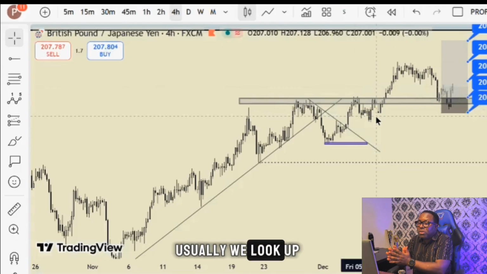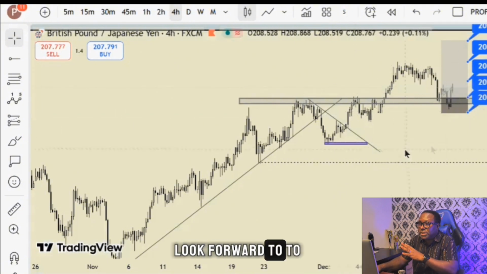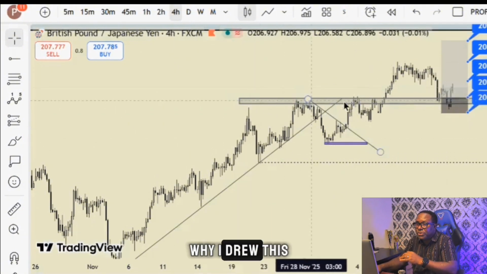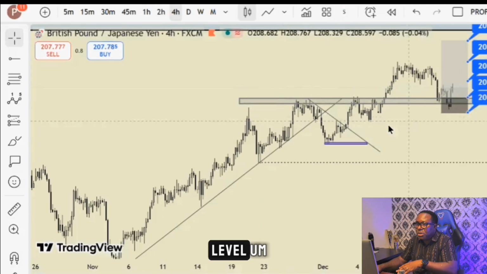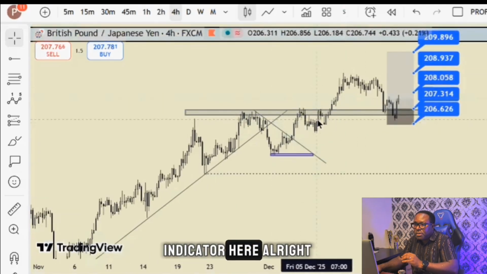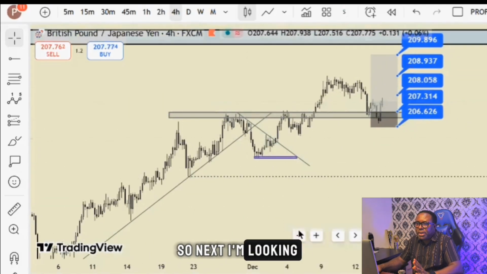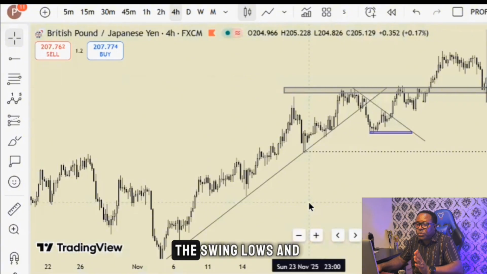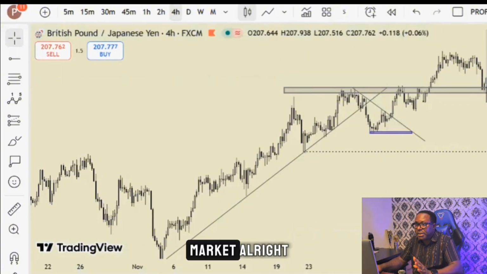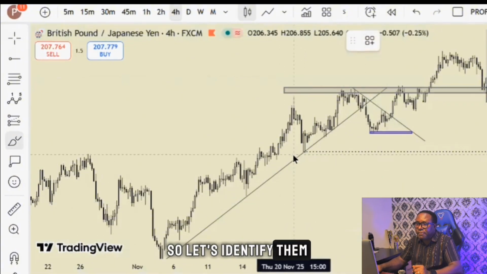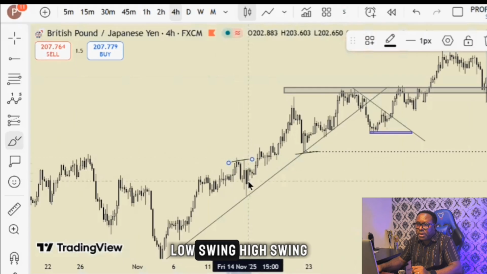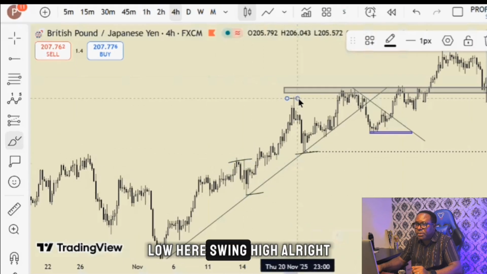We usually will look forward to that happening. You can see that's why I drew this line, a key level indicator here. All right, so next, I'm looking at the swing lows and swing highs in this market. Let's identify them. This is a swing low, swing high, swing low, swing high.